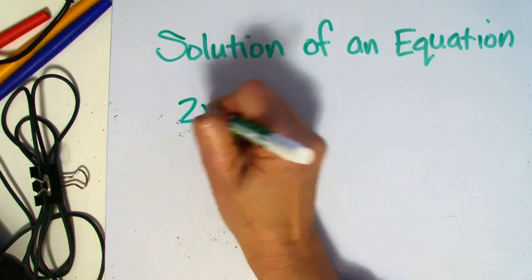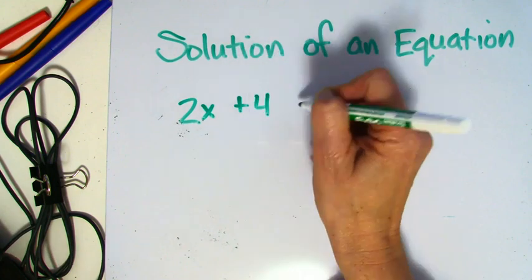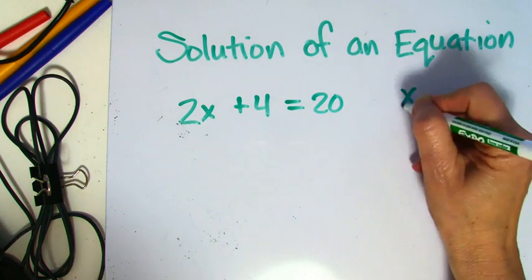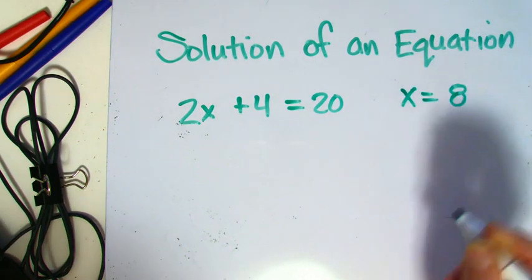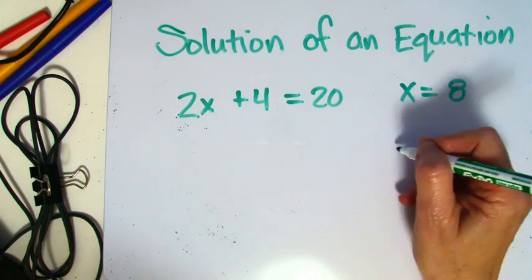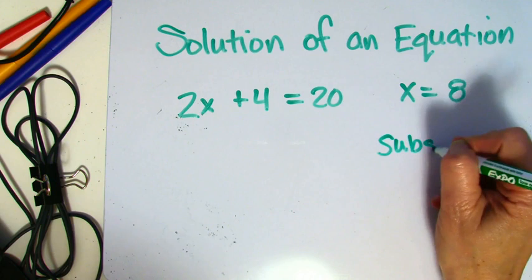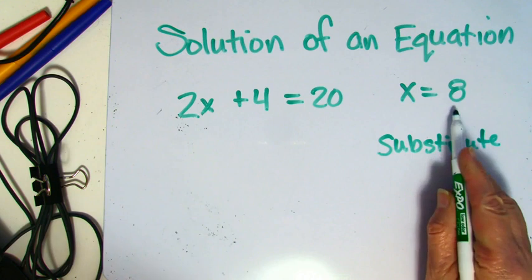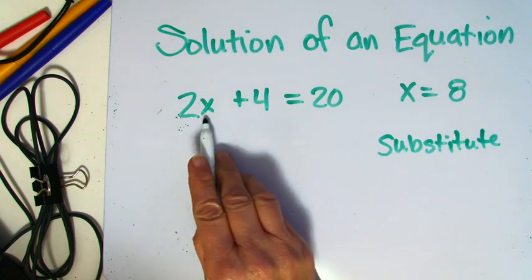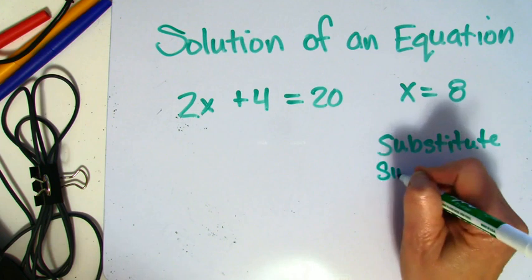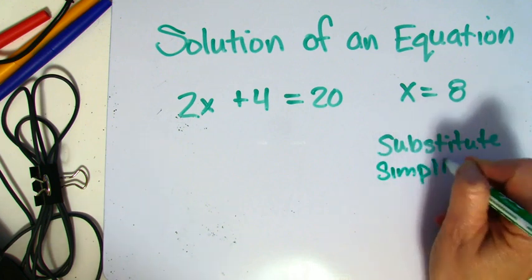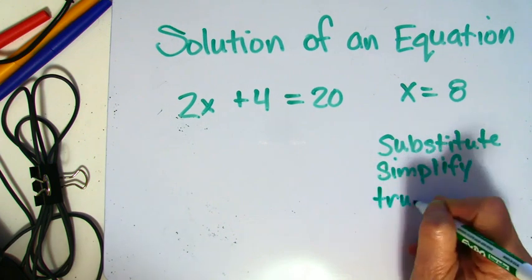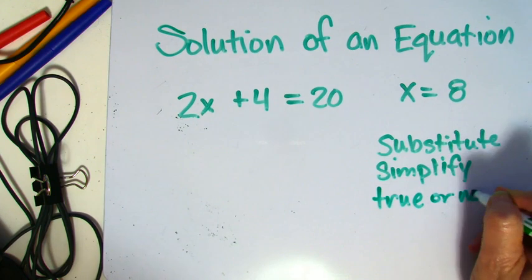Say we have 2x plus 4 equals 20. We're going to say that x equals 8. So the key thing here is we're going to substitute the value of x for x. Then we're going to simplify, and we're going to determine if it is true or not true.